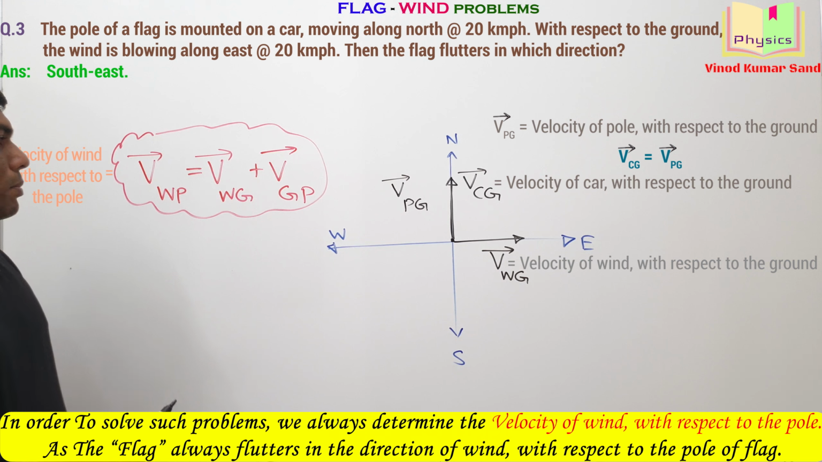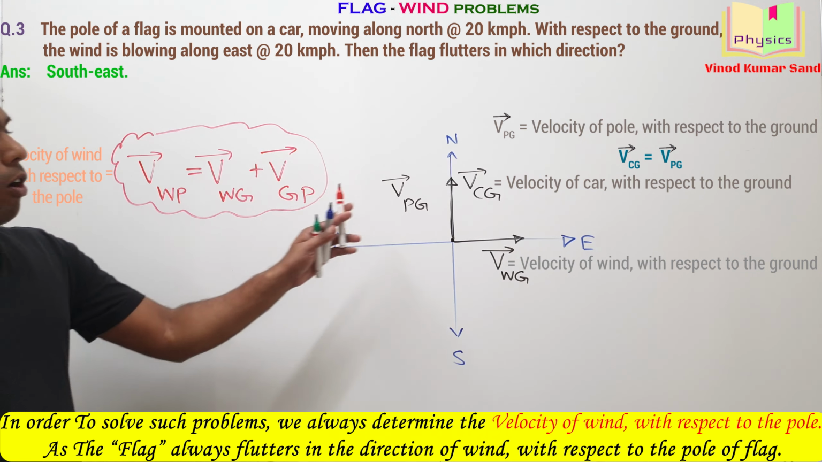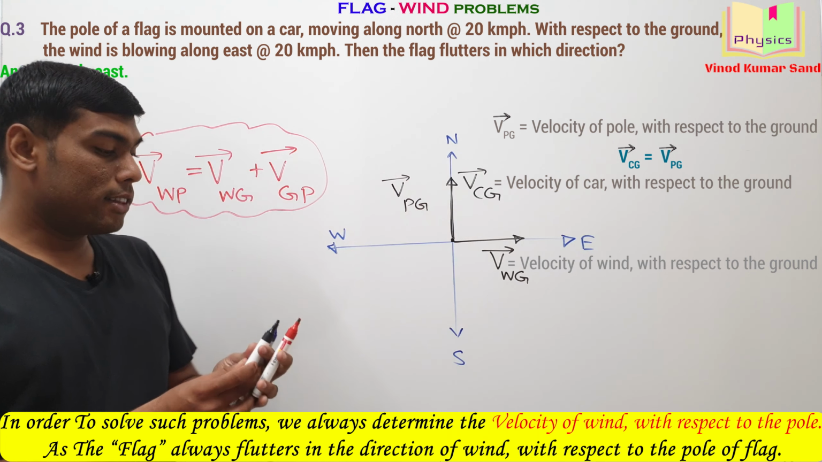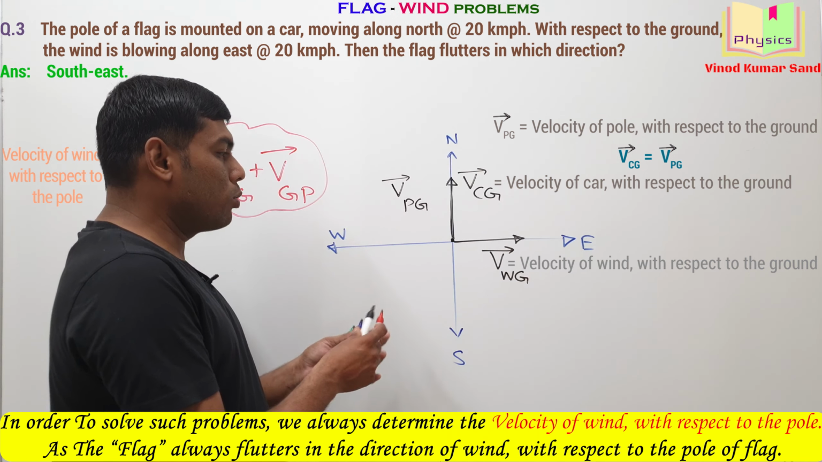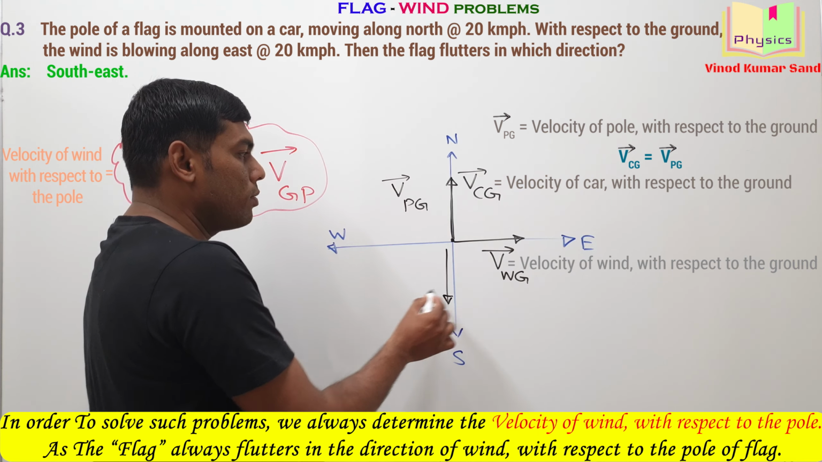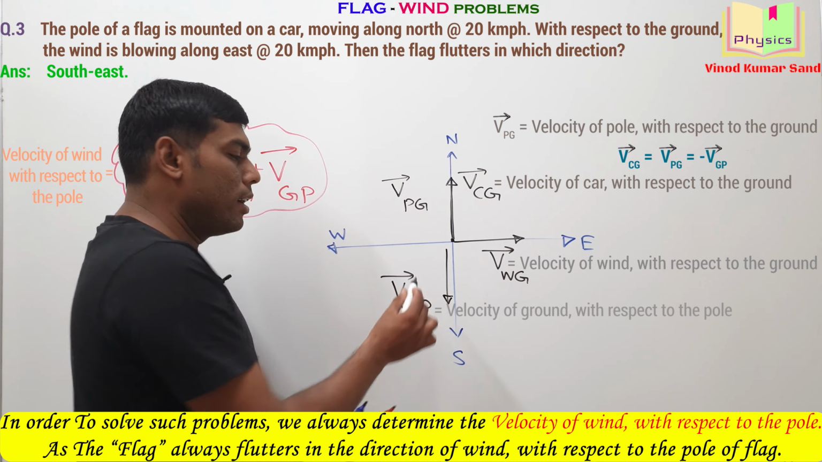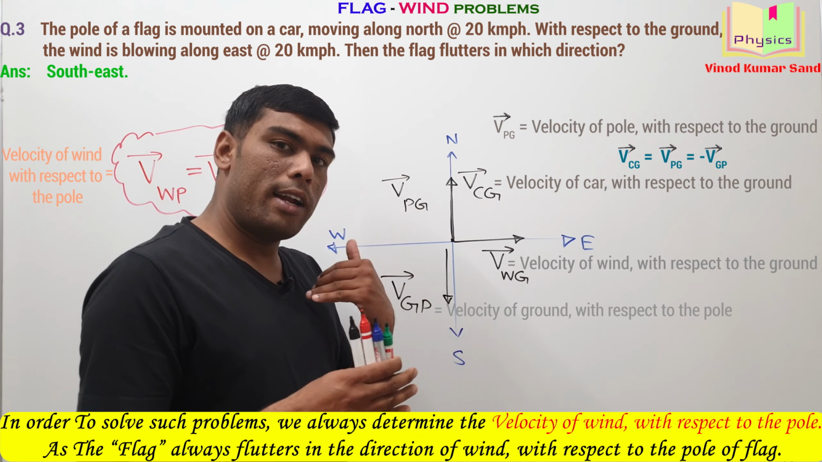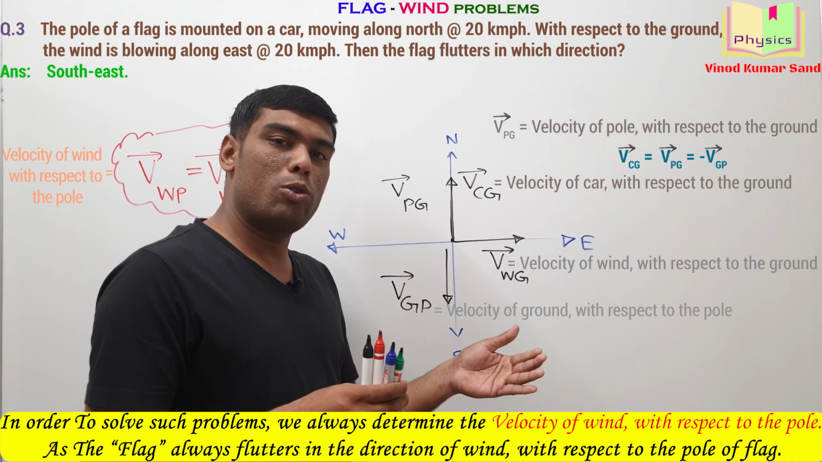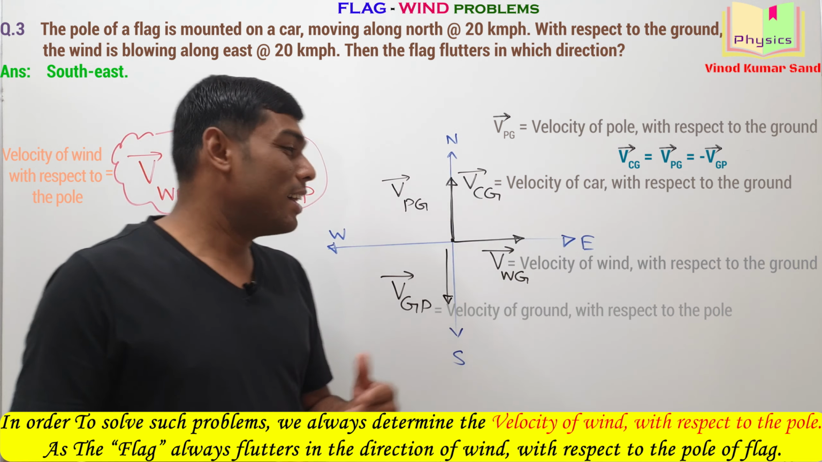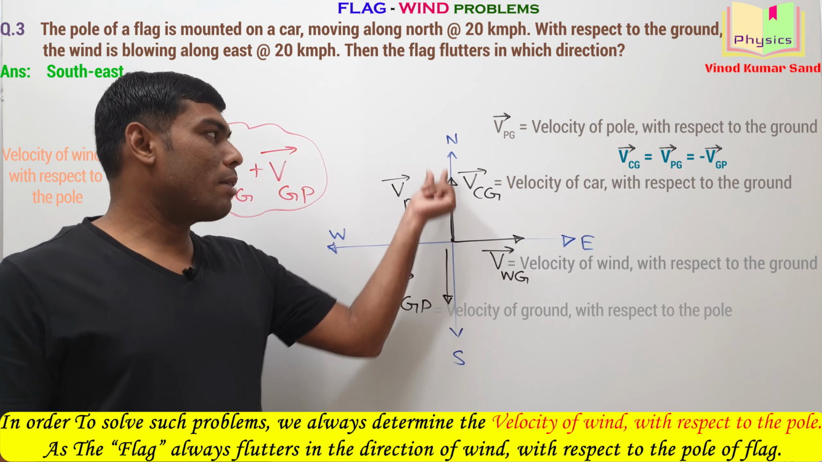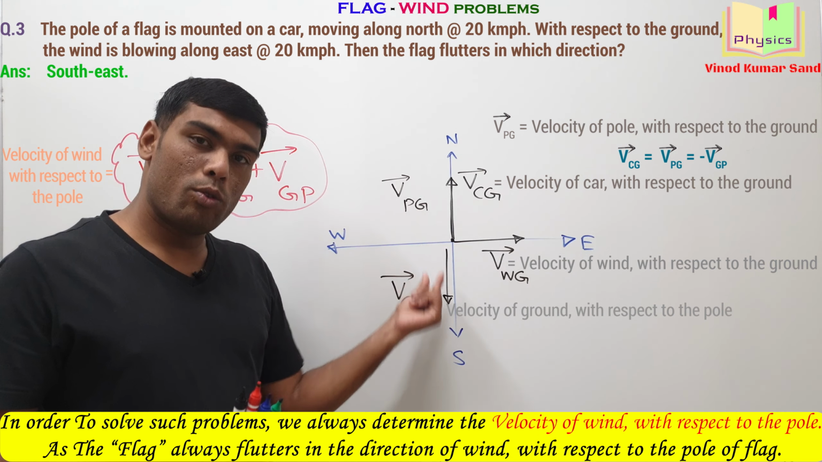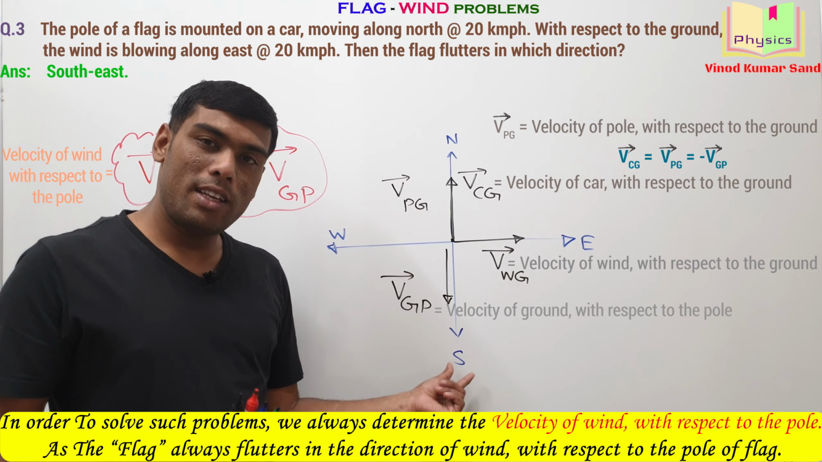So let us write up the things. Velocity of pole with respect to the ground is along the north. Then the velocity of the ground with respect to the pole will be in this direction. I hope you agree with this. Again, the repetition of the same concept. If you are sitting in the car and the car is moving forward, when you look down, the road will appear to move backward. So the pole and the car, if they are moving along north, to the observer sitting in the car, the ground will appear to move along the south.